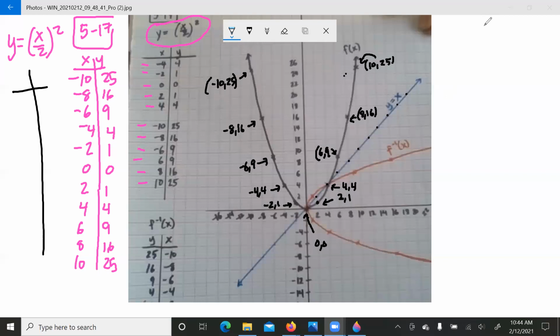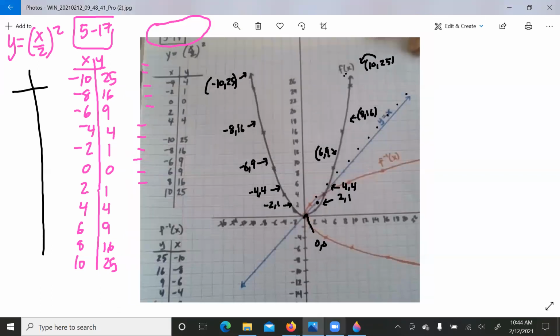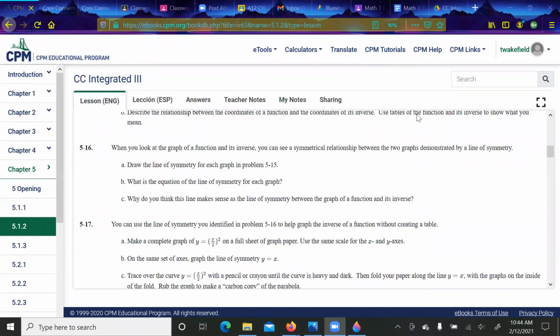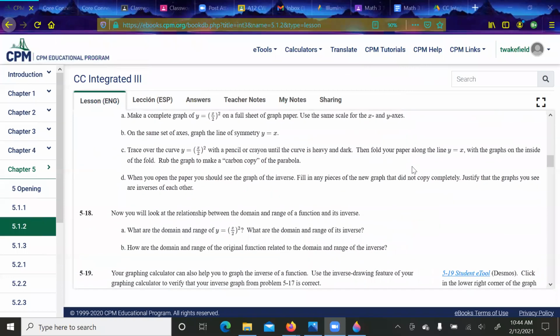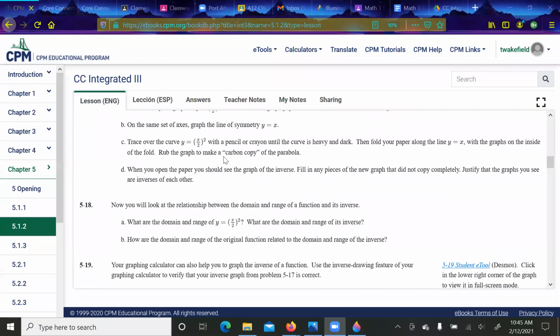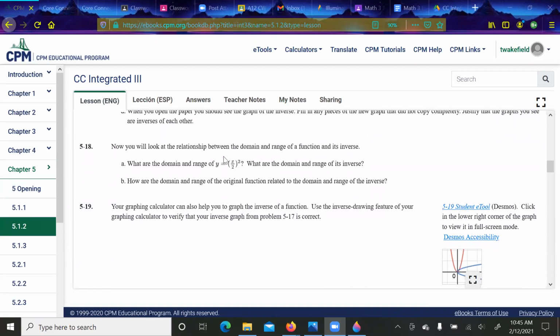We've got a couple more problems to go over that are really quick. Let me get out of here and go back to the book. Let me erase my work. I got to erase that drawing. Okay. And scroll up. So that is number 17. When you open the paper, you should see the graph of the inverse. So after you scratch it, you open it and you see the graph of the inverse. And you can read this. If you're having problems with this, read this on your own. Okay. We're going to move on to 18 and 20.